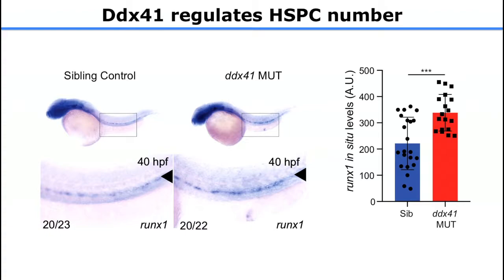So what we started with is around 40 hours post-fertilization. So it's kind of in that sweet spot where you're having this major burst of HSC formation occurring in zebrafish. And what we're looking at here is in situ hybridization for RNASEH1. This is what it looks like in a wild-type fish, and this is what it looks like in a mutant fish. This is for DEAD-box. So this is a surprising increase in HSC production.